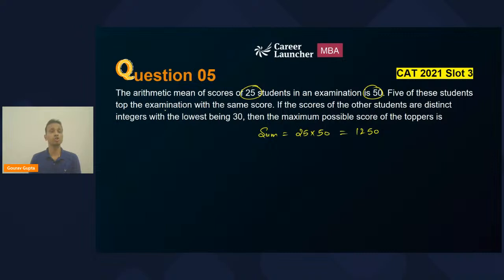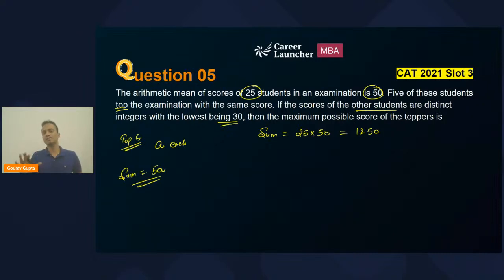Now, five of these students top the examination with the same score. Okay, so out of 25 students, the top five scores are the same. So let's say all these top five scores are A each. Okay, so I can say that the sum of these top five scores will be 5A, right? Now, what about the other scores? If the scores of other students are distinct integers with the lowest being 30, then the maximum possible score of the topper. So we will have to maximize the value of A. We'll have to maximize the score of the topper.